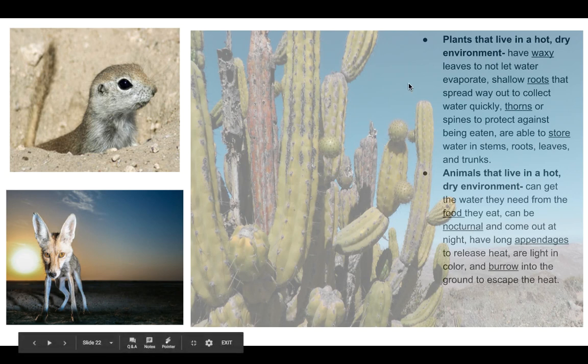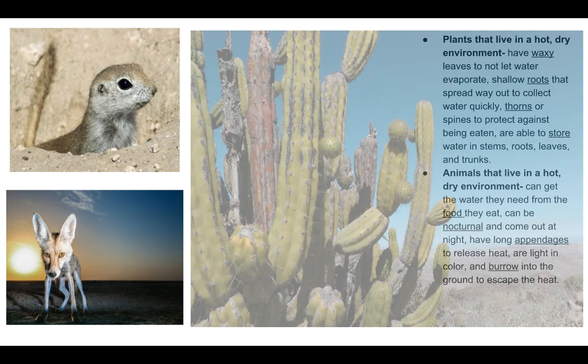So plants that live in a hot, dry environment, like a desert, have waxy leaves to not let water evaporate. Shallow roots that spread way out to collect water quickly. Thorns or spines to protect against being eaten, because remember, animals need to get their water from plants, what they eat. So plants protect themselves with thorns. And the plants are able to store water in stems, roots, leaves, and trunks. So these are adaptations, ways these plants have changed in order to survive this biome.